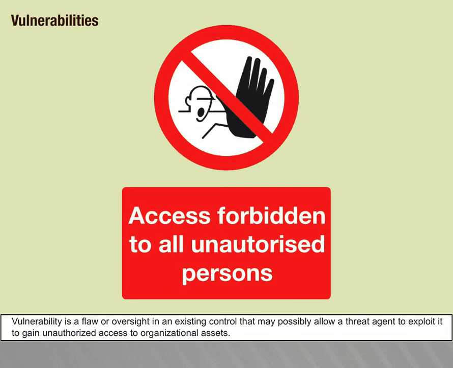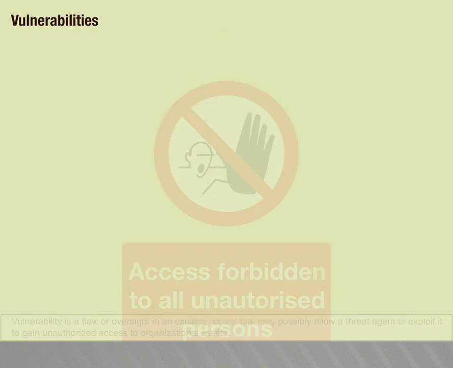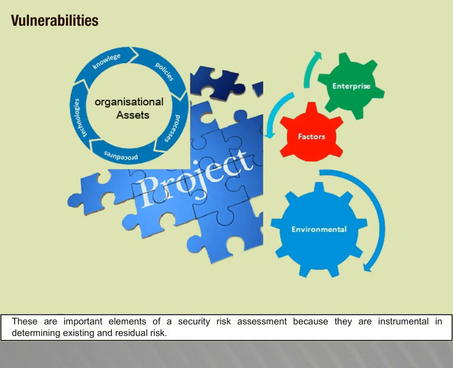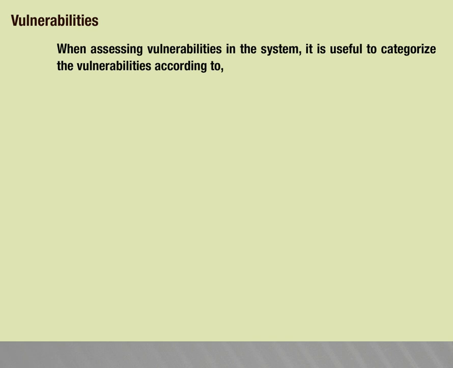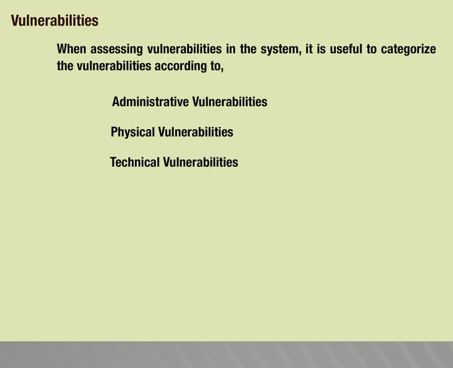Vulnerabilities. A vulnerability is a flaw or oversight in an existing control that may possibly allow a threat agent to exploit it to gain unauthorized access to organizational assets. These are important elements of a security risk assessment because they are instrumental in determining existing and residual risk. When assessing vulnerabilities in the system, it is useful to categorize the vulnerabilities according to administrative vulnerabilities, physical vulnerabilities, and technical vulnerabilities.